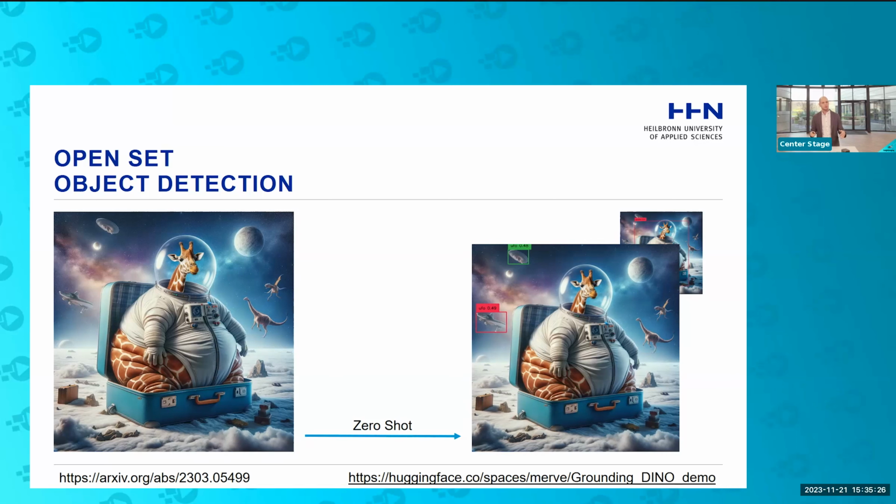This means we don't have to train them. So for example, I can type in UFO, and the model will find the UFOs in the background, even though they haven't been trained. The model will also find the dinosaur, and the model will also find the helmet. All these objects have not been trained explicitly. If you like, follow the link in the lower right corner to check it out yourself. There is a demo on that.